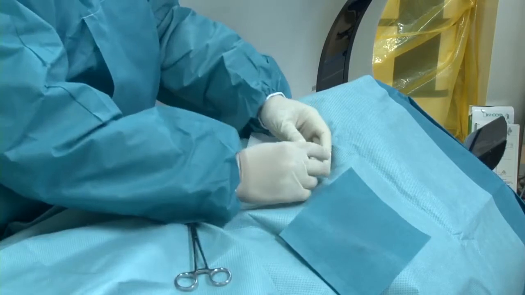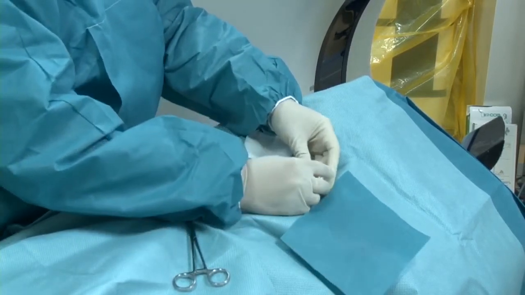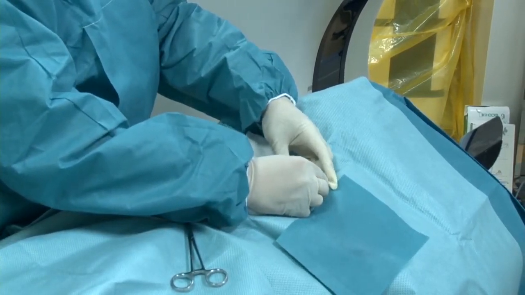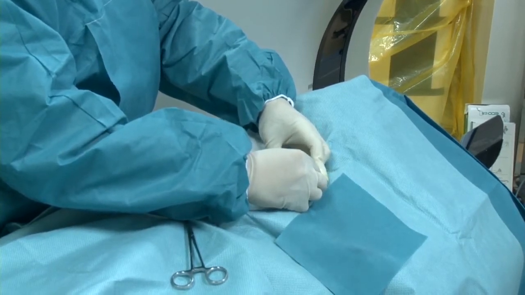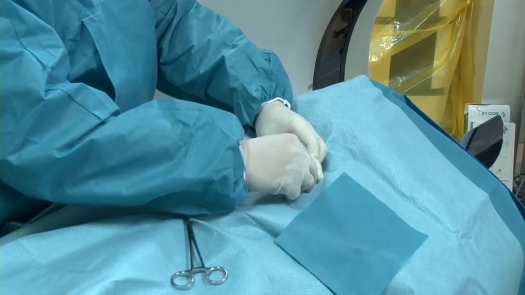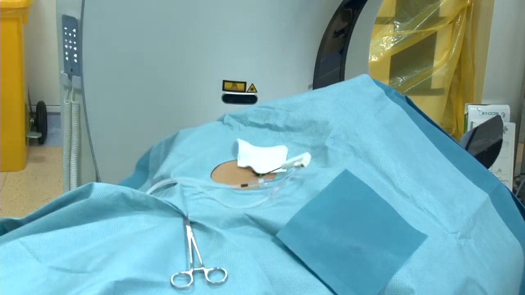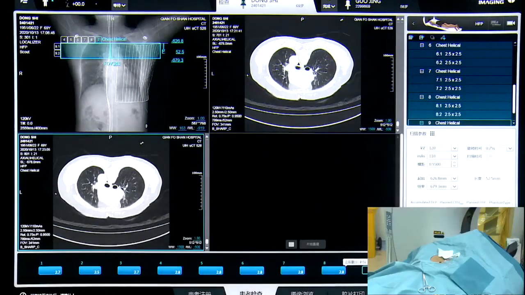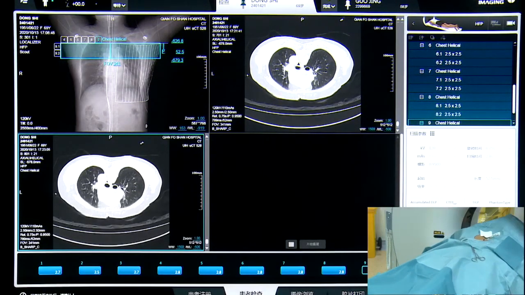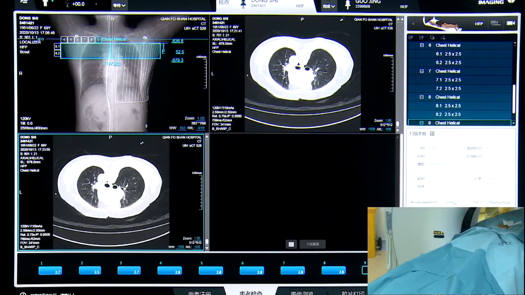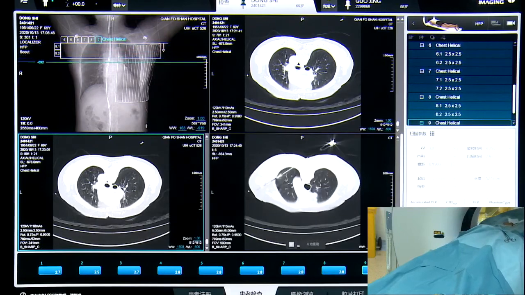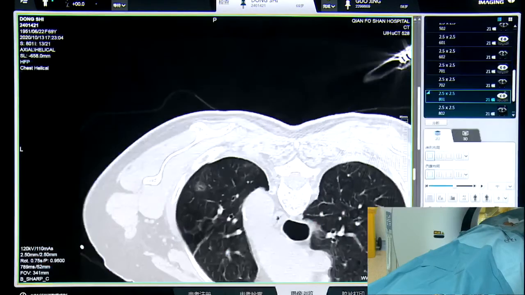Obviously, he needs an extra distance, because the needle is just kissing the posterior end of the lesion. He inserted another 1 centimeter inside, and another CT scan to see whether it's good or not.